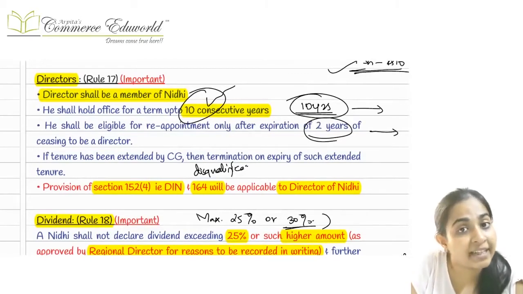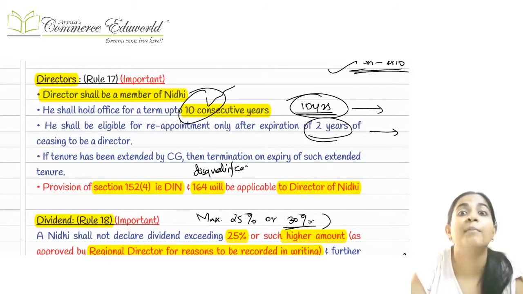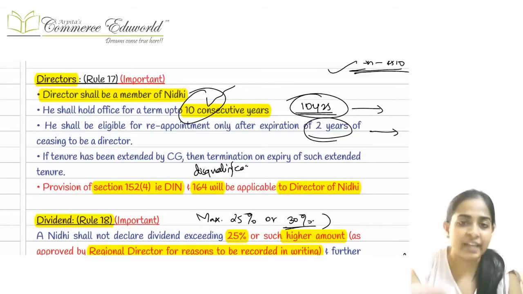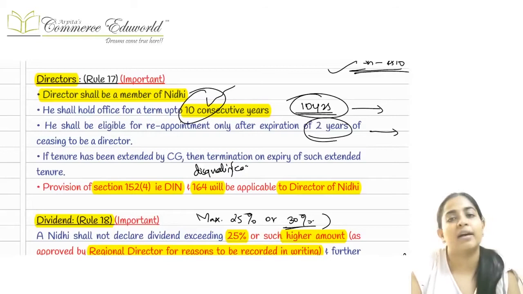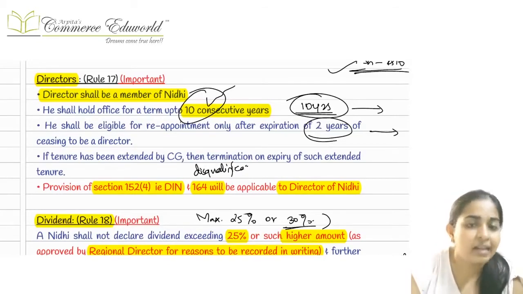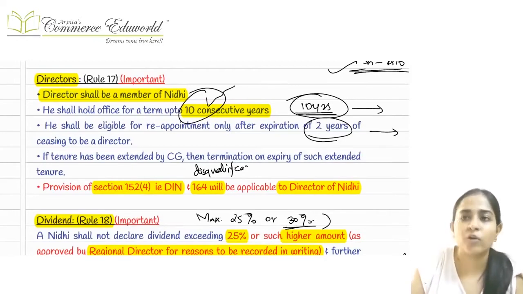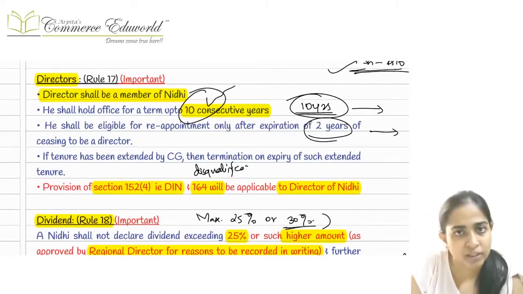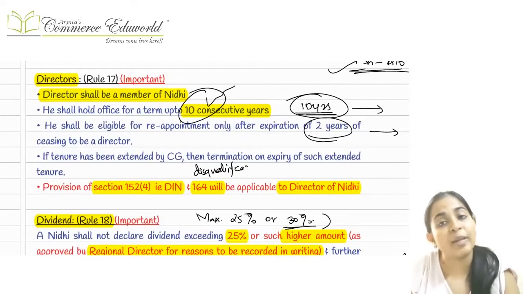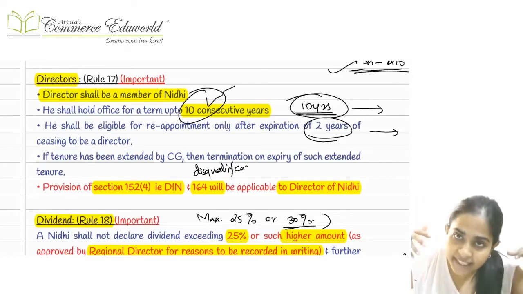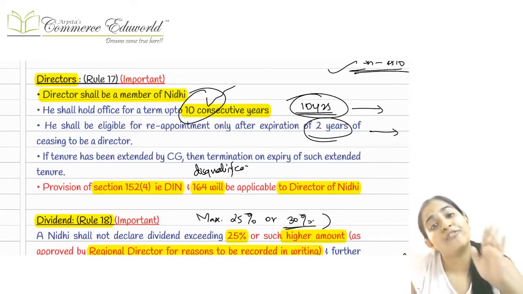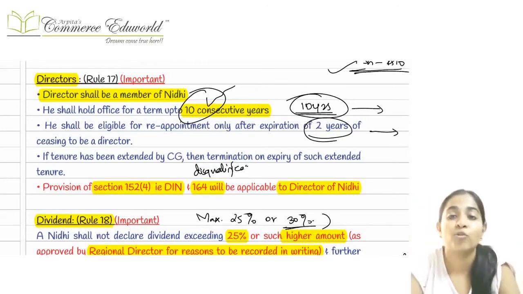Deposits can be accepted in the name of minor, but minor cannot be a member, right? Our parents can give the deposits in name of minor child, but minor cannot directly become a member in the Nidhi company. Coming on to the directors, now since Nidhi is a company, it should have directors also. These directors should also be the members of Nidhi. If they are appointed at once, then they can hold office up to 10 consecutive years. There is no issue in that.